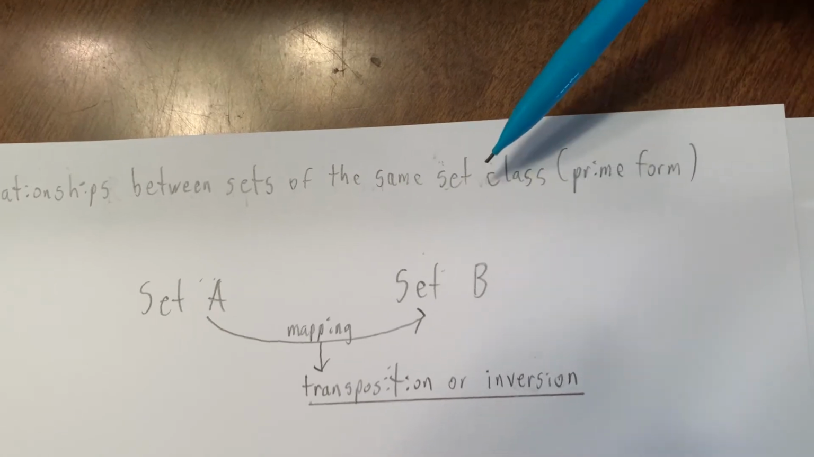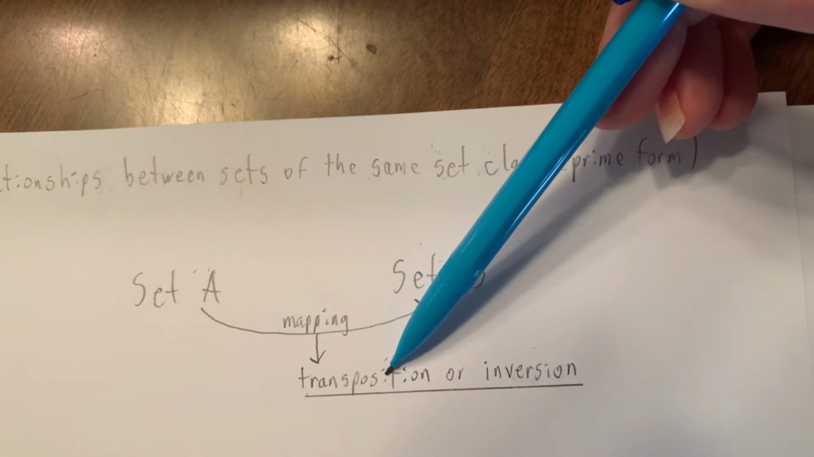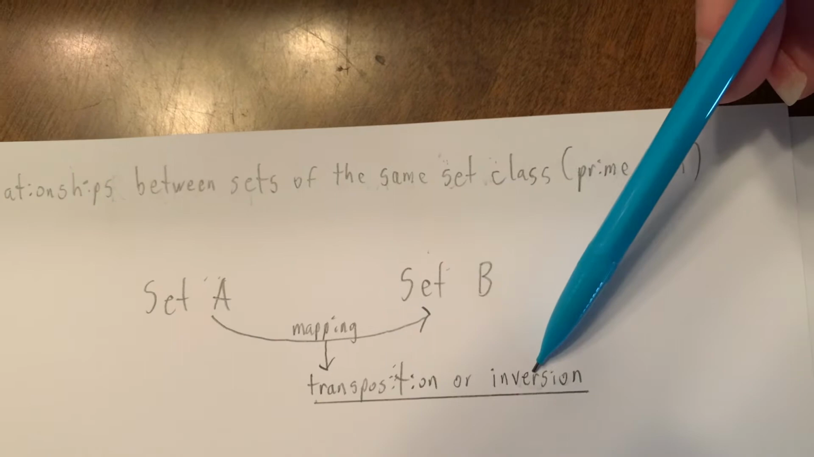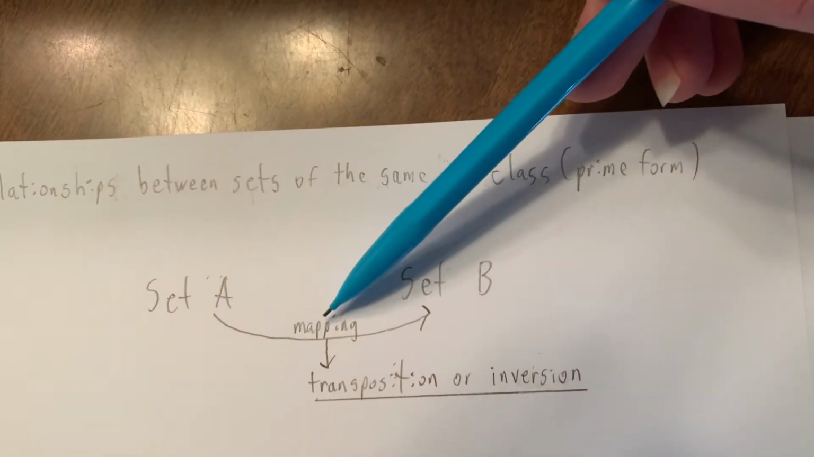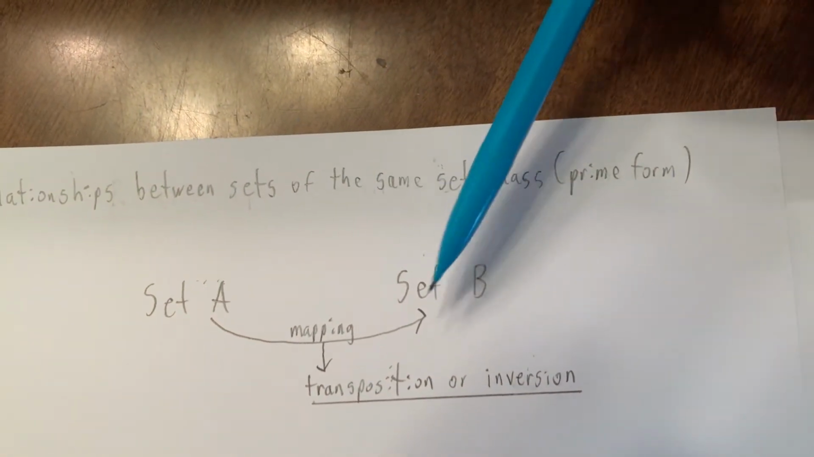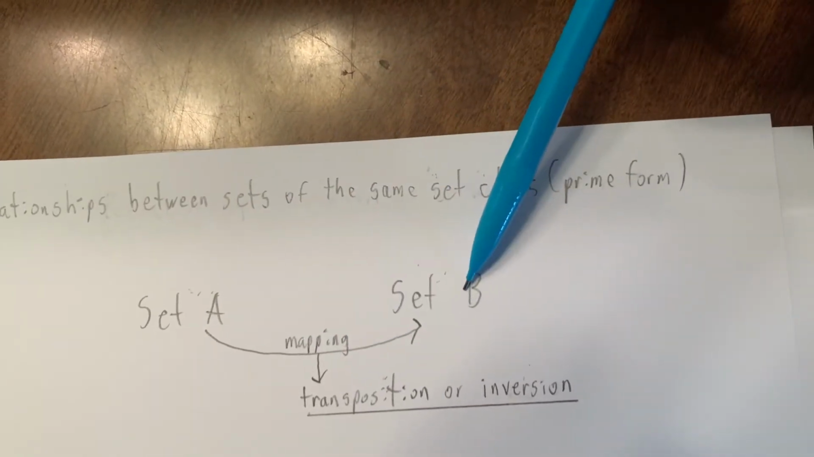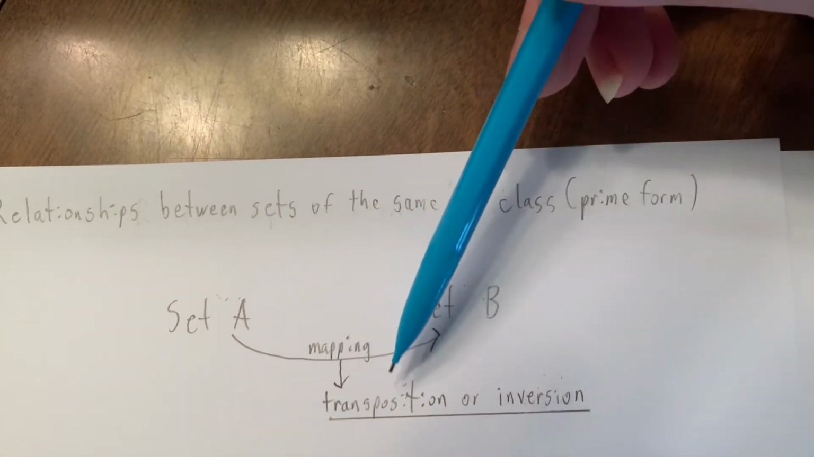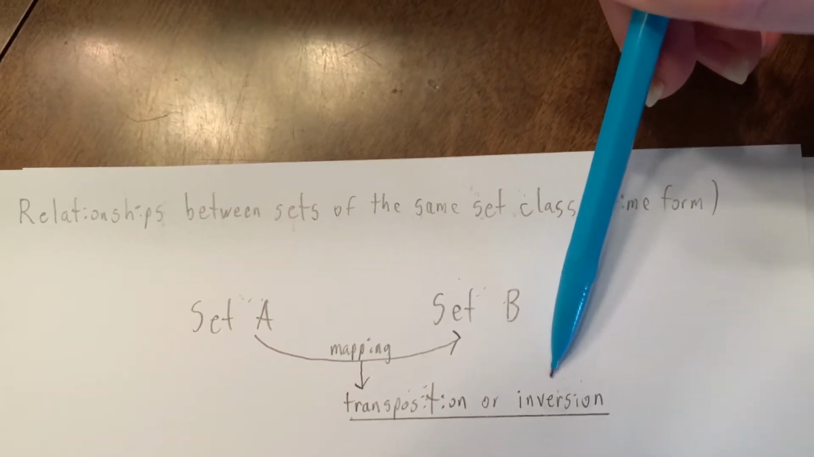Okay, what that means is that what you're going to look for next is whether or not the relationship between the sets is transposition, or whether the relationship between the two sets is an inversion. And we call this the mapping, by the way. We might say that set A maps onto set B by transposition, or we might say that set A maps onto set B by inversion. So again, two sets of the same set class. You're going to find out now whether they're transpositions or inversions. It's going to be very important in music.